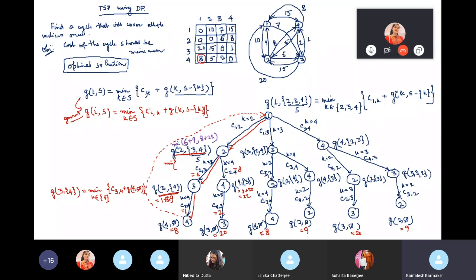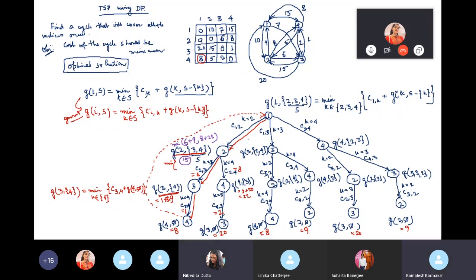So what will be the value of this function? Minimum value is 6 plus 9, so the minimum value here is basically 15. This is the minimum value. Clear or not? Is there any doubt? No, sir. Okay.